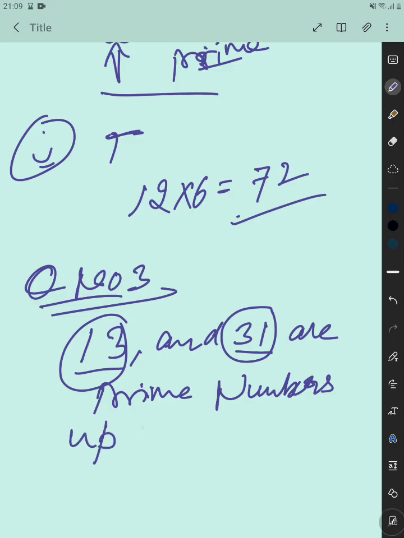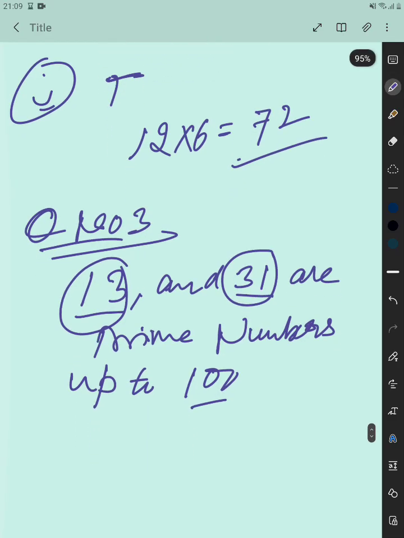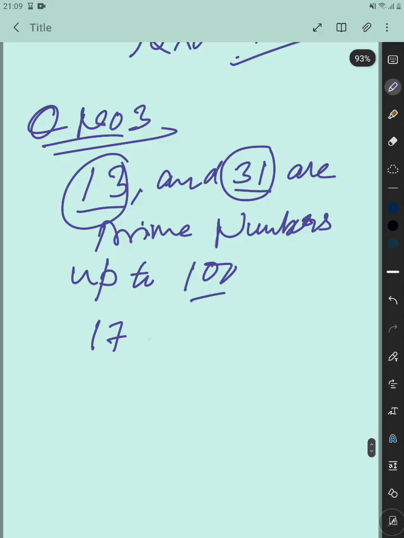Up to 100 we need to find out. So you need to see that table and find such numbers. For example, you can take 17 and 71. This is also prime, and both have the digits 1 and 7. Another example you can take is 37 and 73.